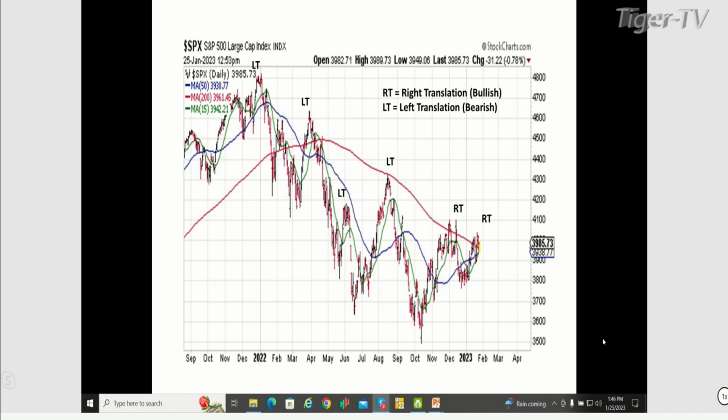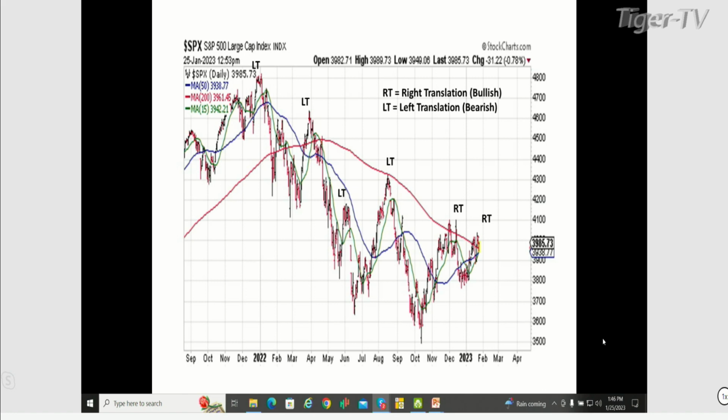Now we're starting to see evidence of right translation. So the initial trading cycle, which went from October 13th into the last week in December, take note of where the high occurred. It occurred to the right of the middle of that cycle. That's the first time we've seen that in over a year. Right translation is characteristic of bull market structure.